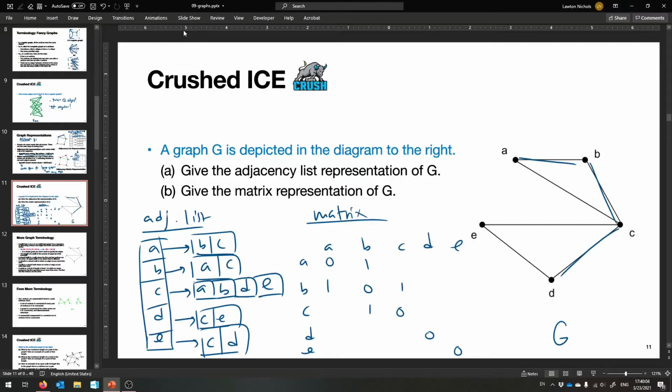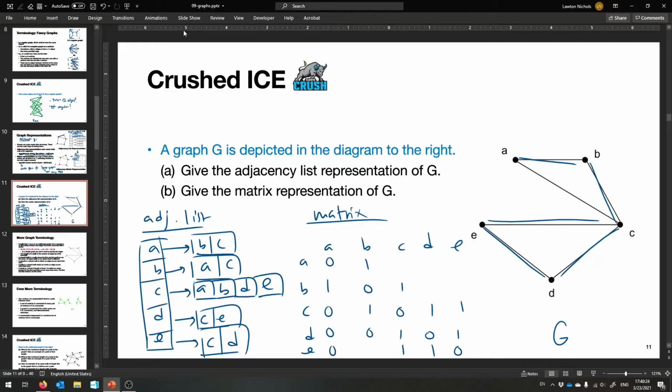So C to D, we've got C, we've got D, we've got a 1. We've got C, and D in the other direction, we got a 1. Okay, DE, 1, and then ED, 1, yeah. Then CE, 1, EC, 1, and then the rest are zeros.